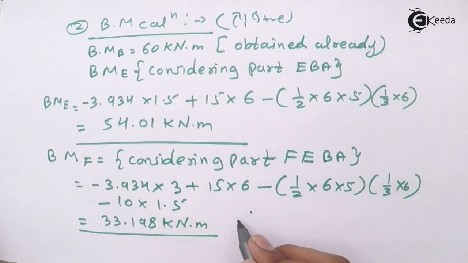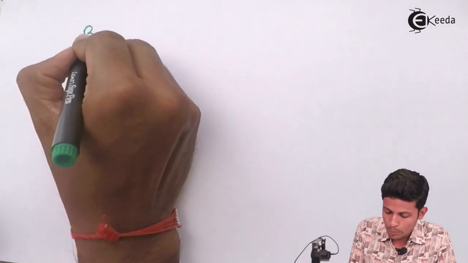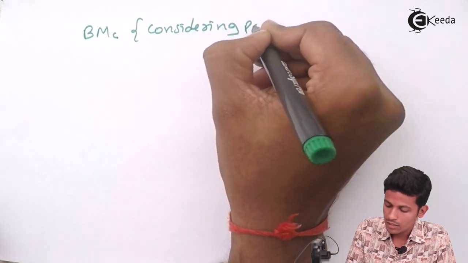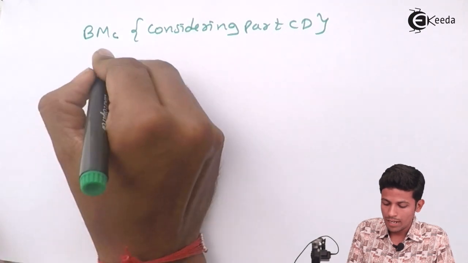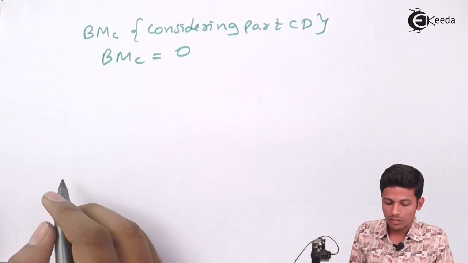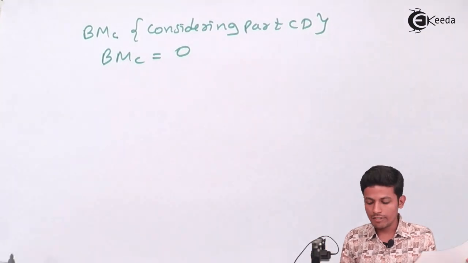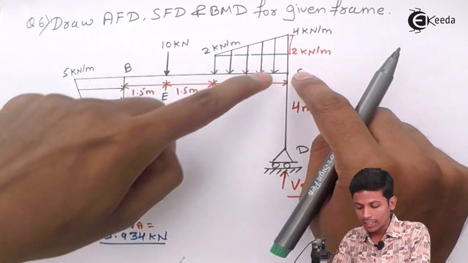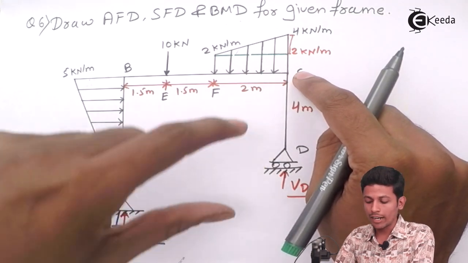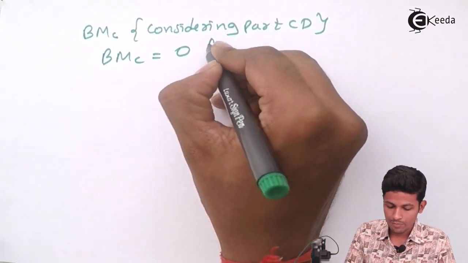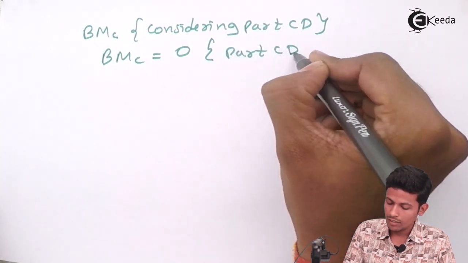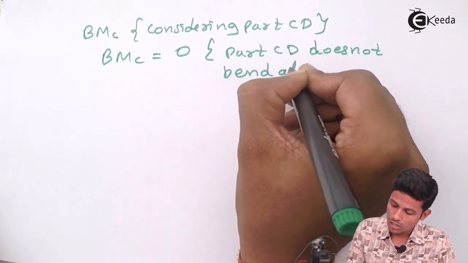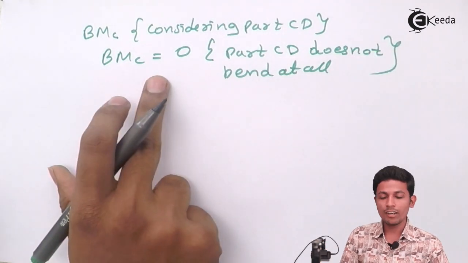Okay, now bending moment at C. Considering part CD, the bending moment at C will be 0. Why will it be 0? Because at C we are taking section CD, not the whole section. We are taking this side, there is no horizontal force, that's why it will be 0. Part CD does not bend at all. That's why we take bending moment at C as 0.